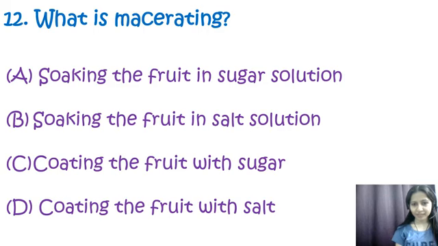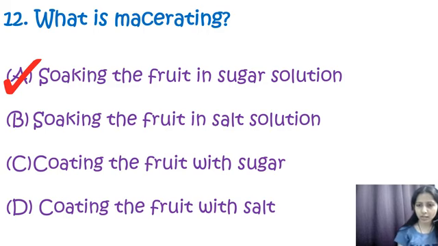So question number 12, what is macerating? So options are soaking the fruit in sugar solution, soaking the fruit in salt solution, coating the fruit in sugar, or coating the fruit in salt. So over here the correct answer is A, that is soaking the fruit in sugar solution. Actually macerating is a technique which is done to soften the fresh fruits, and finally it draws out its natural sugar.